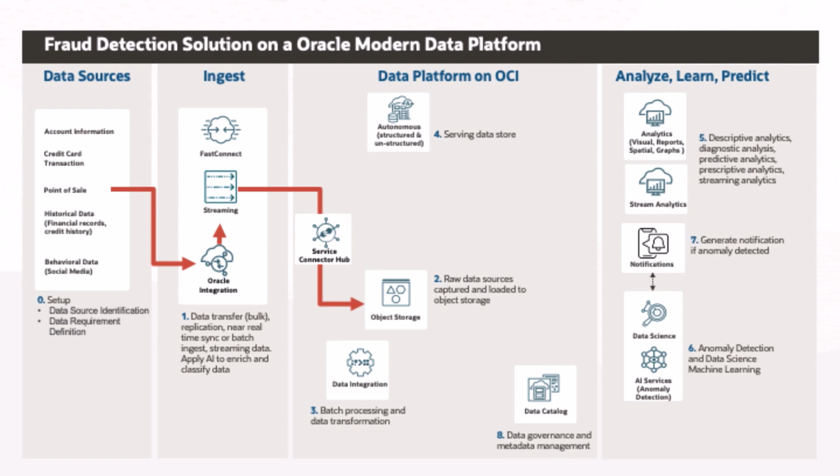Once that information is ingested into the streaming service, it is then placed onto the Service Connector Hub. That Service Connector Hub will then place the data directly into object storage. And in this demonstration, we'll walk through this first flow so that you can see how information can be received by OCI so that it can be further processed.